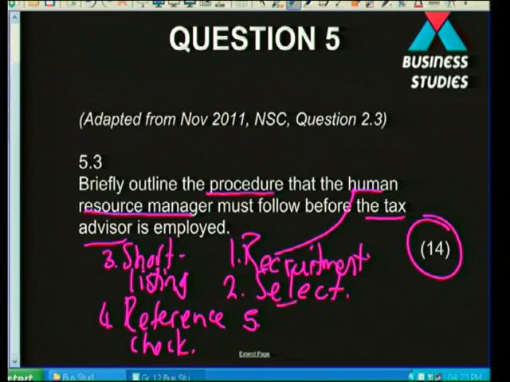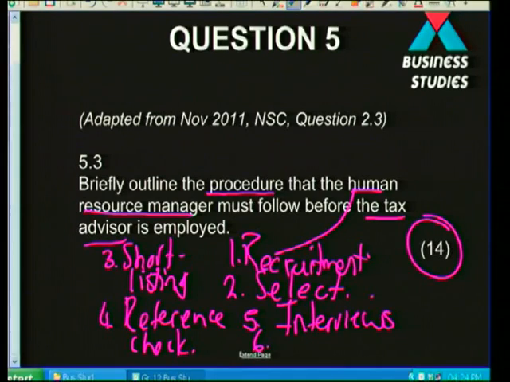You are now going to call your candidates in for interviews. Right, you're going to interview those 10 people that I mentioned. Now, when you interview them, after the interview, you may also require them to perhaps do different types of tests. So that could be number 6.